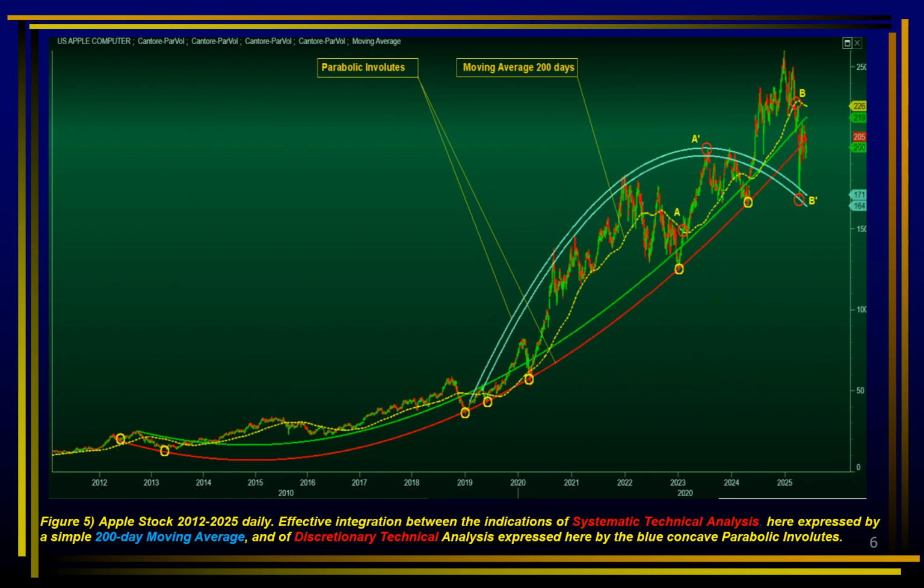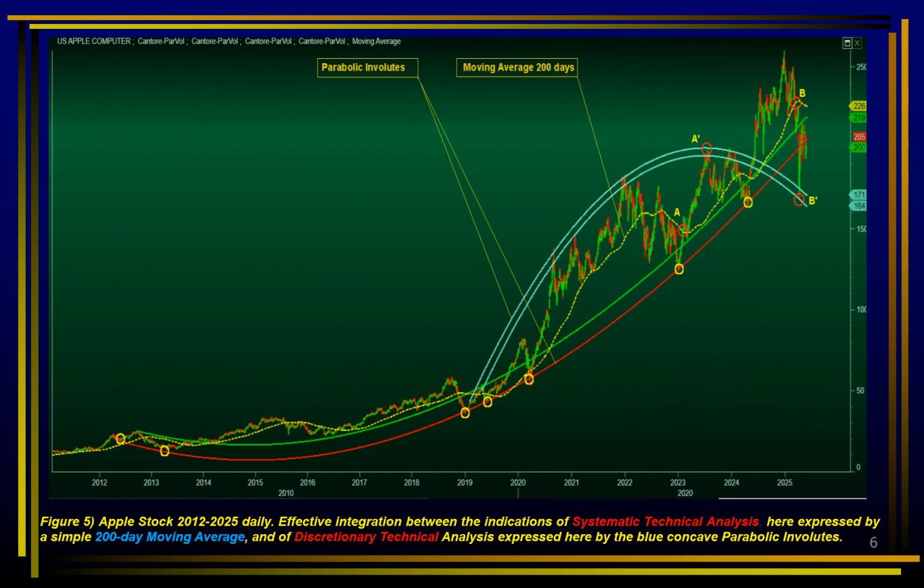The evolution of over 12 years of Apple that we read in the figure has been affected by the development over time of a very regular support parabolic channel, consisting of the two green and red concave parabolic involutes. The presence of the red lower parabolic involute has been verified in its evolution by Apple in 7 different circumstances, indicated by yellow circles, highlighting once again the value of the principle of the long memory of parabolic involutes.